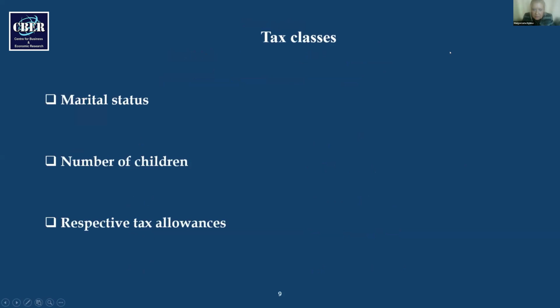And of course, usually there is a comparison between different groups of taxpayers, and those different groups are taken into account on the basis of the status of the taxpayer. Usually what is taken into account is the marital status, so are you married or not, number of children, and respective tax allowances.